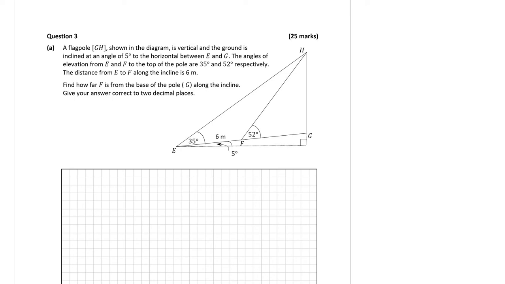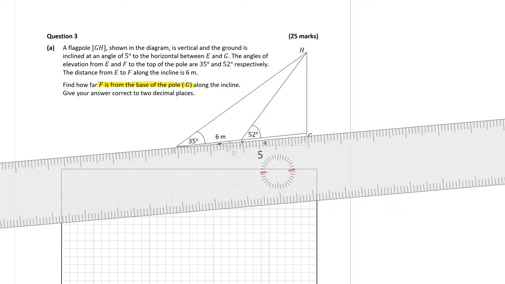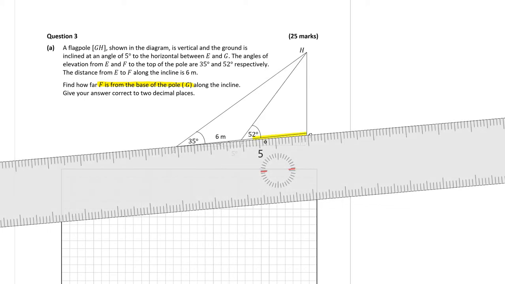Here I'm going to be looking at a Leaving Cert Pass paper question from 2020. It's paper 2, question 3 on trigonometry. In a typical trigonometry question, we're given a set of triangles. This time we don't really need to work them out. And we're asked to find one of the sides of the triangle. So we're asked to find how far F is from the base of the pole G. So effectively we're just asked to find that there.